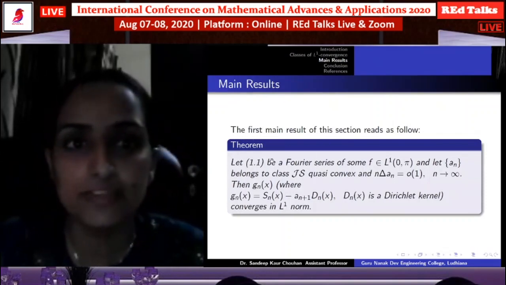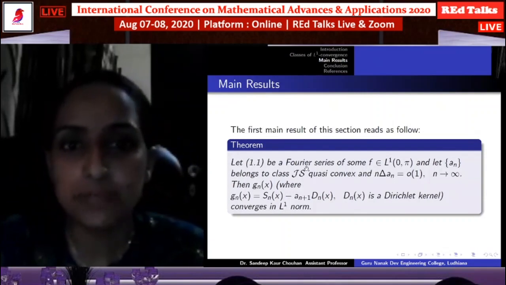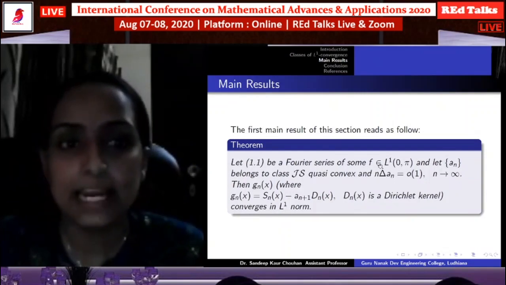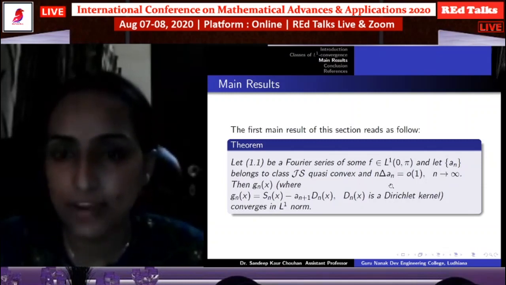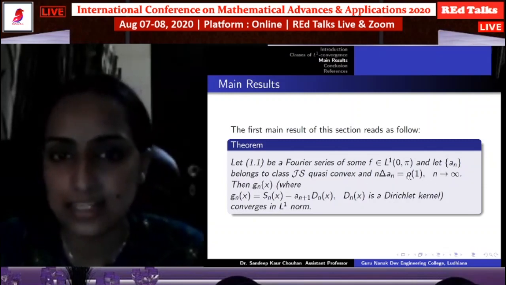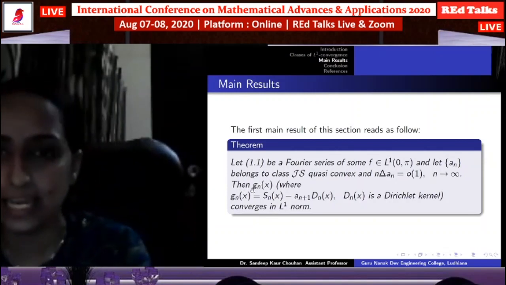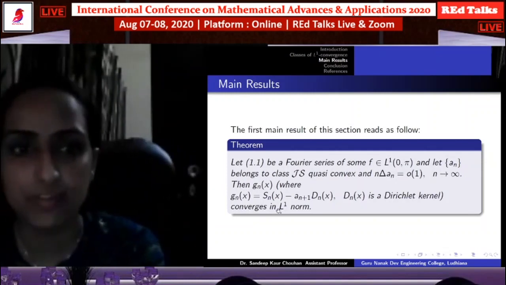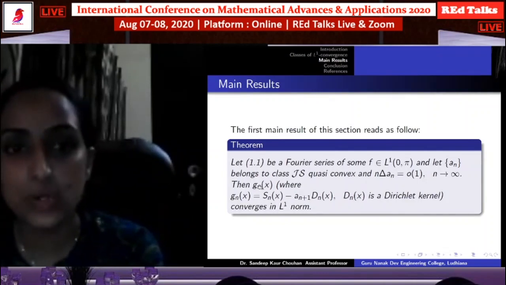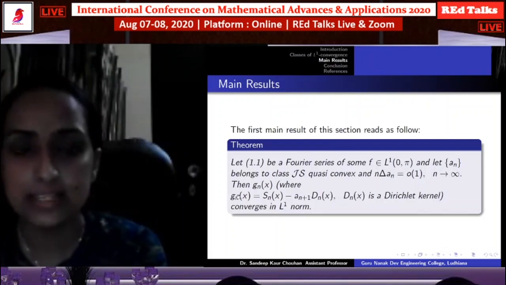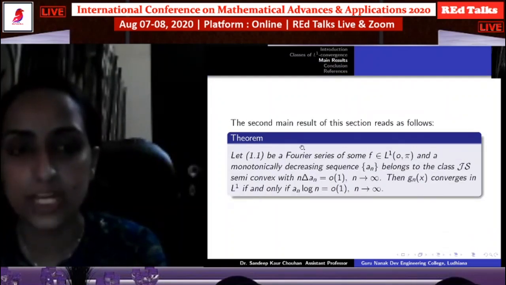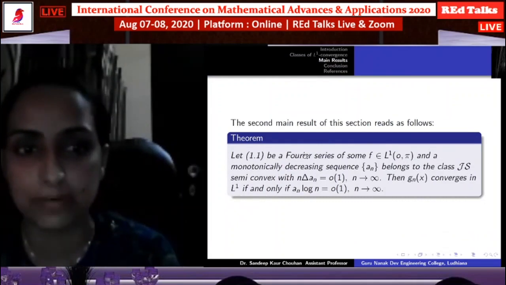The main results of the paper are as follows. The first main result: let 1.1 be a Fourier series of some function f and let an belong to the class JS quasi-convex and n delta an go to 0 as n approaches infinity, then Gn(x) converges to function f in L1 metric norm, where Gn(x) is the modified trigonometric sum introduced by Ries-Stanojevic.